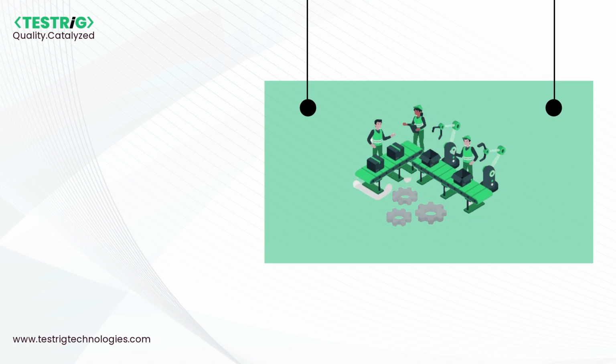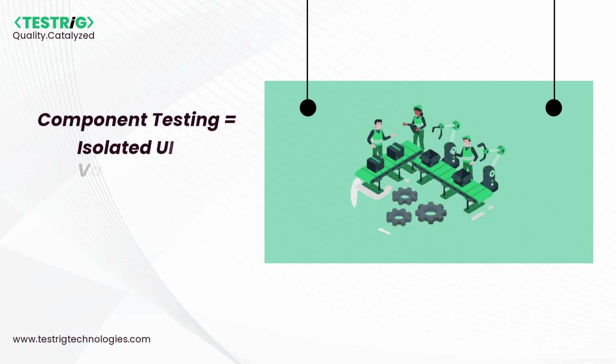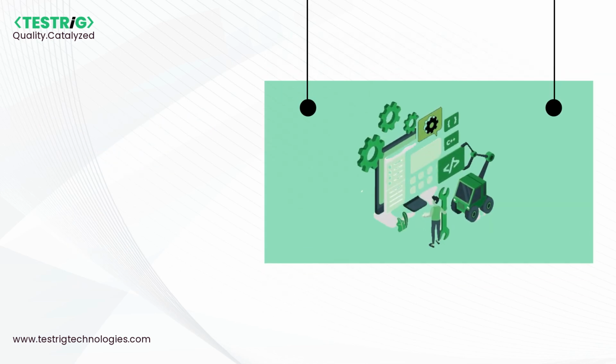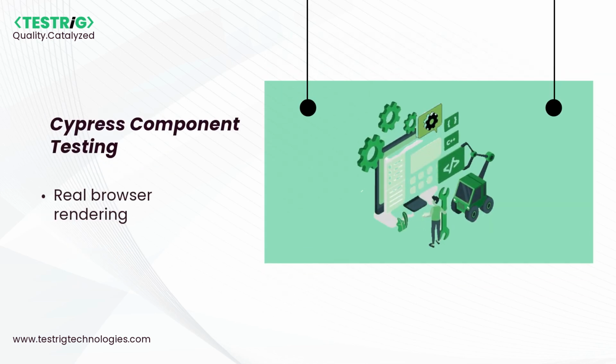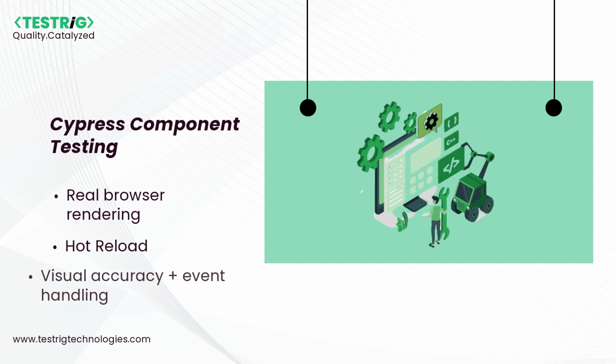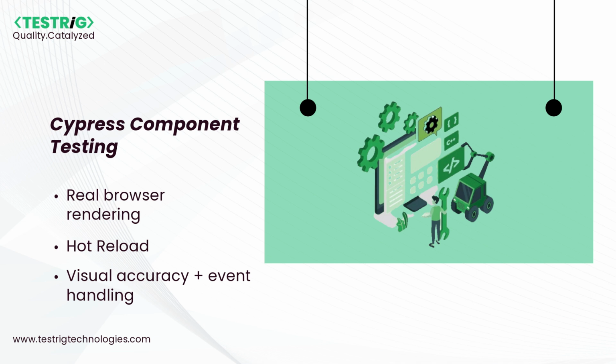Component testing focuses on testing individual UI units in isolation, no backend needed. It checks different states, inputs, and interactions, fast and efficiently. Cypress offers true browser-based component testing, more accurate than just DOM setups. It helps verify visual styling, transitions, event handling, and even network mocks.